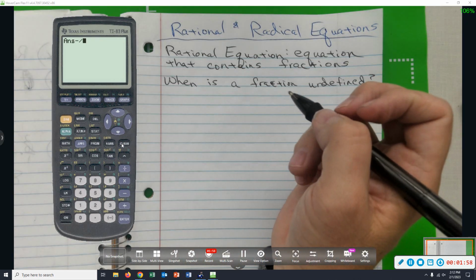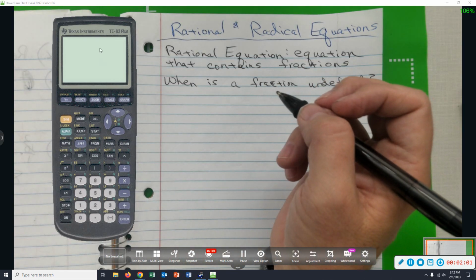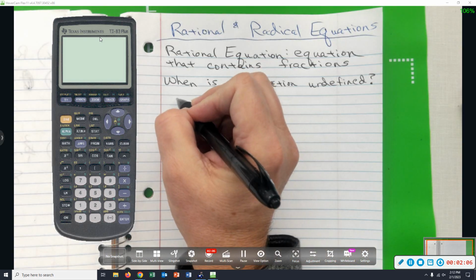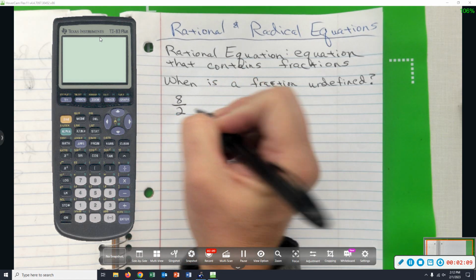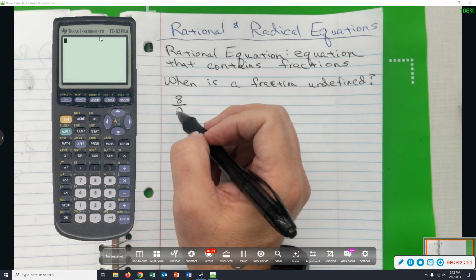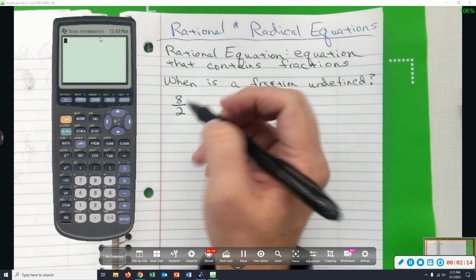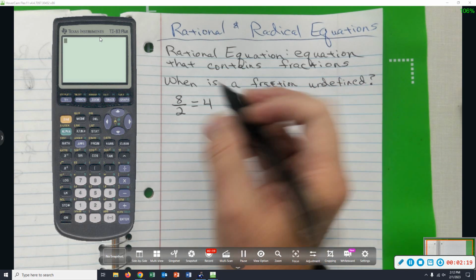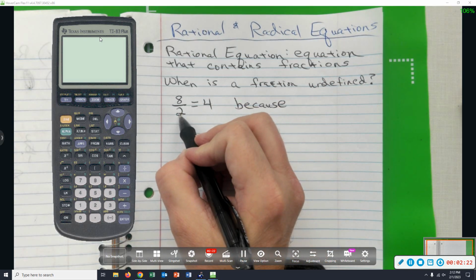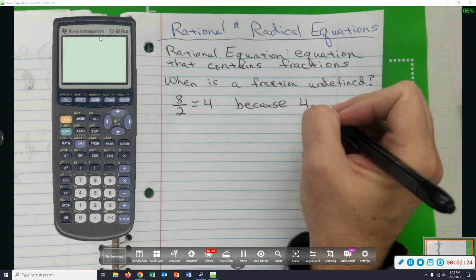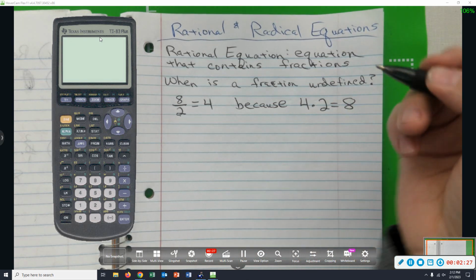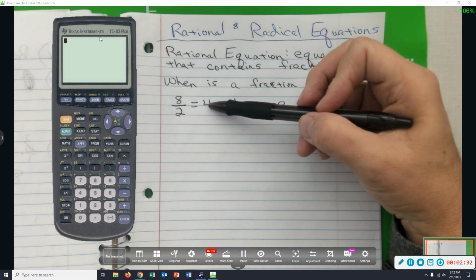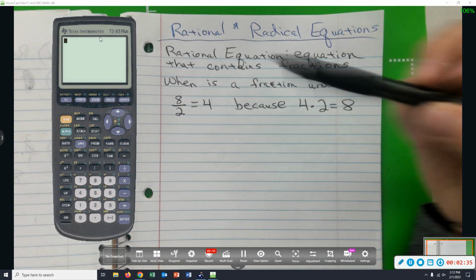Think about the definition of division. When you were first learning how to divide, you would have learned multiplication first. Your teacher would have said, 8 divided by 2 is equal to 4, because 4 times 2 is equal to 8. I'm using a fraction bar to represent division. That's just the basic definition of real number division. The quotient times the divisor gives you the dividend.